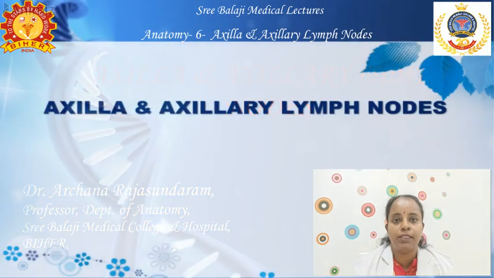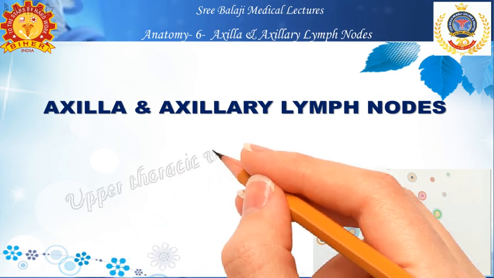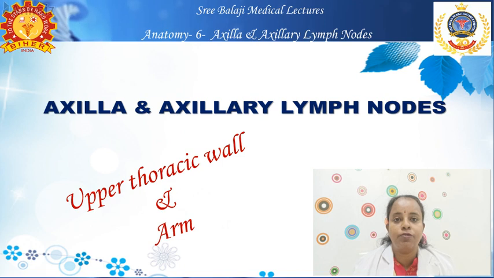Today's topic is axilla and axillary lymph nodes. The axilla is an anatomical space located between the upper thoracic wall and arm. It is necessary to have a thorough understanding of this region because of the structures present here. The axillary lymph nodes are of clinical significance as their involvement is an important prognostic variable for breast cancer patients. The axillary walls are used as a landmark by surgeons to prevent damage to the neurovascular structures present here.